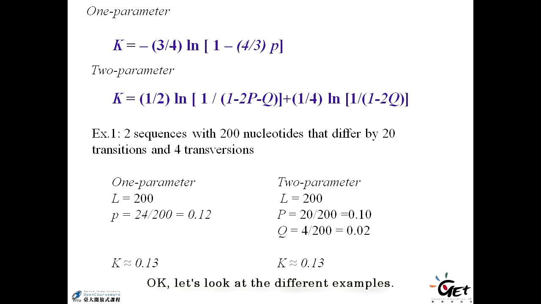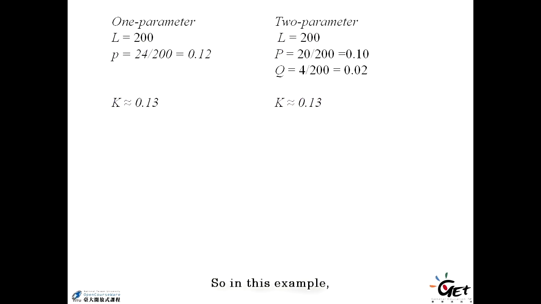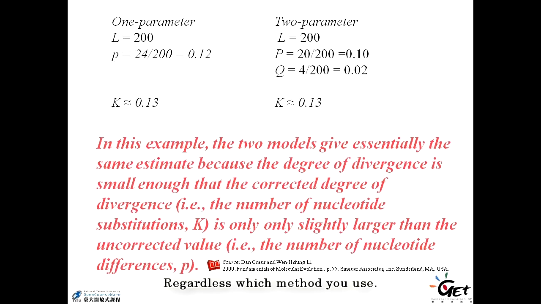Okay, let's look at a different example. In this example, you see there are no differences, regardless of which method you choose. When the sequences are very similar, the changes are small. Using a different model doesn't really affect the end result that much. So that's basically what we want to show. Then why would you want to introduce a complicated model, or even one more complicated than the 2-parameter model?